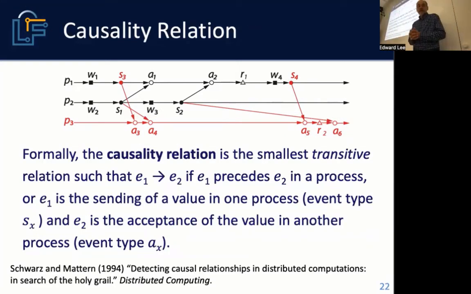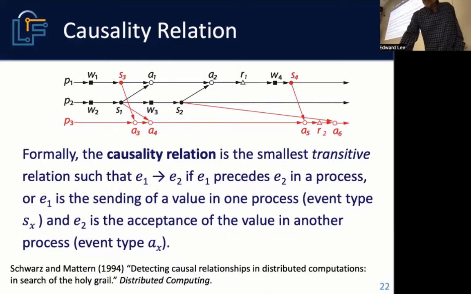So formally, the causality relation is the smallest transitive relation between two events, where if E1 precedes E2 in a process, then E1 is causally before E2. Any two events that are in the same process are ordered in this way. But in addition, if E1 is sending a value in one process and E2 in the other is an acceptance of the value, then there is also a causal relationship there.